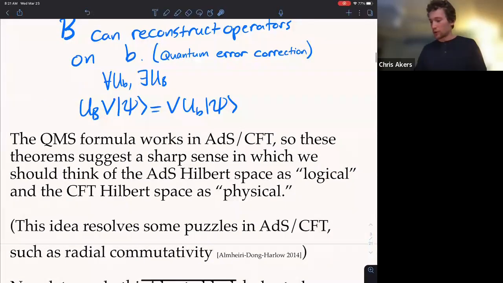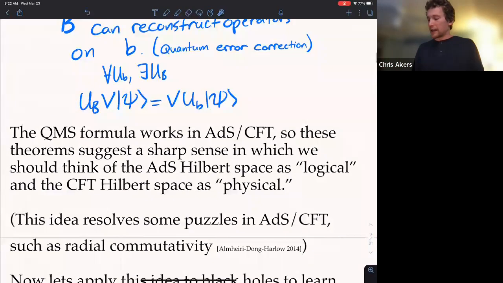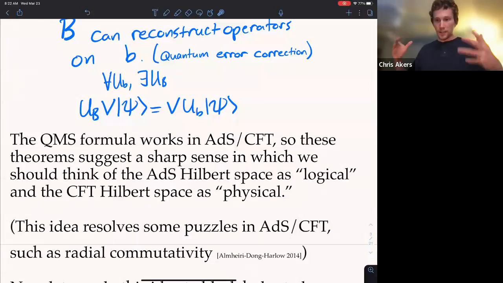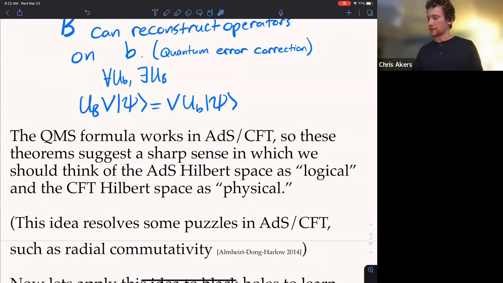Thank you for the question. Having such a theorem, and saying this is a sense in which we can think of AdS/CFT as a quantum error correcting code, is more than just giving us words or a nice way to think about AdS/CFT. It actually helps us resolve some conceptual puzzles, such as the so-called radial commutativity puzzle, if you're familiar with that. Taking this idea, where there are quantum extremal surfaces and quantum error correction, has been a fruitful one in AdS/CFT.